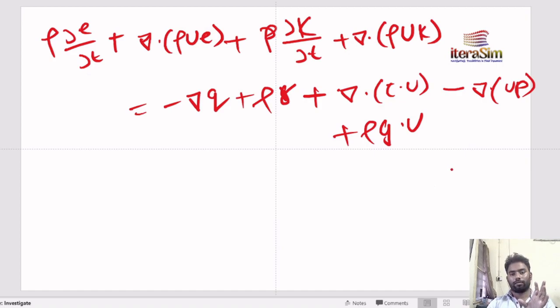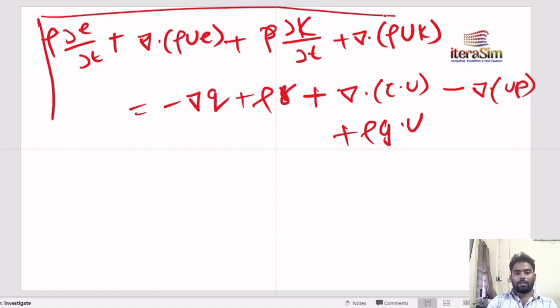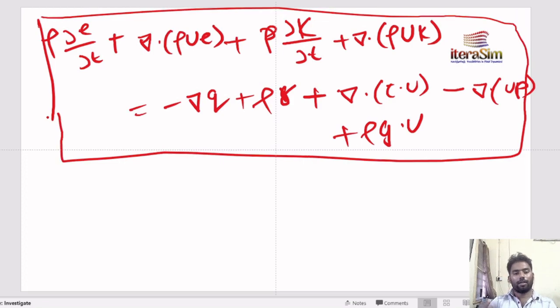This is the equation in terms of the internal energy that you will see if you are going to solve for the internal energy. This is the complete energy equation in terms of the internal energy. Now this equation can again be written in terms of the enthalpy.